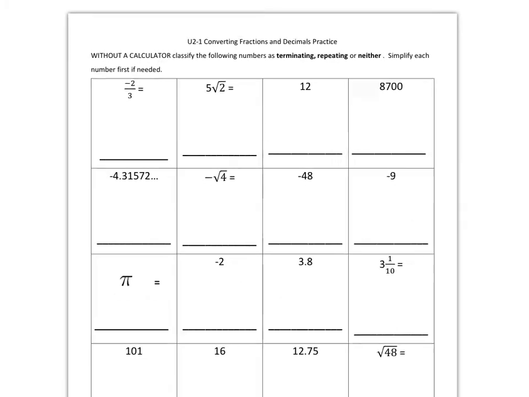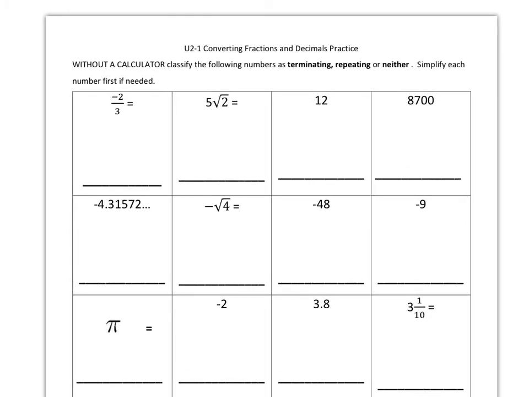So let's go over the directions real quick. Without a calculator, classify the following numbers as terminating, repeating, or neither. And then simplify each number first if needed. So terminating stops, repeating has a pattern. If it doesn't stop and there's no pattern, let's write that up there.